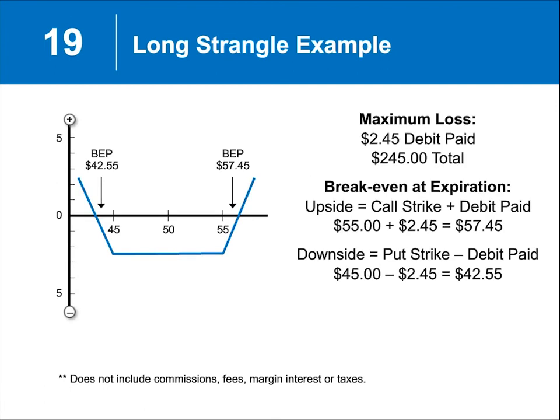And you can look at that here on the graph. See that flat bottom again on the graph? Break-even is 42.55 and 57.45. But everything in the middle, from 45 to 55, is where we lose all of our capital. So again, we're looking for an increase in volatility here, and we're looking for volatility to lift both the call price and the put price to the point where we can get back more than our debit of $2.45.